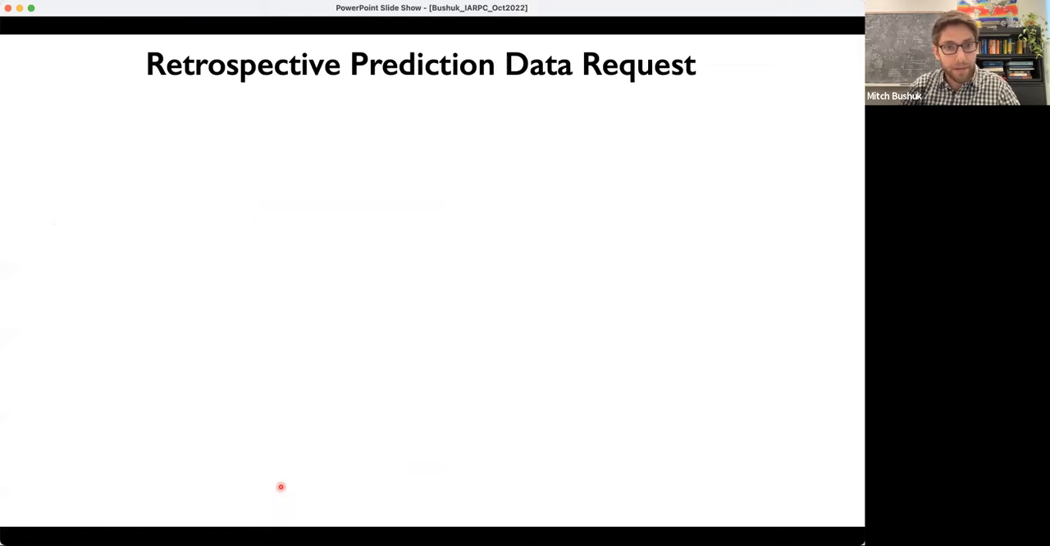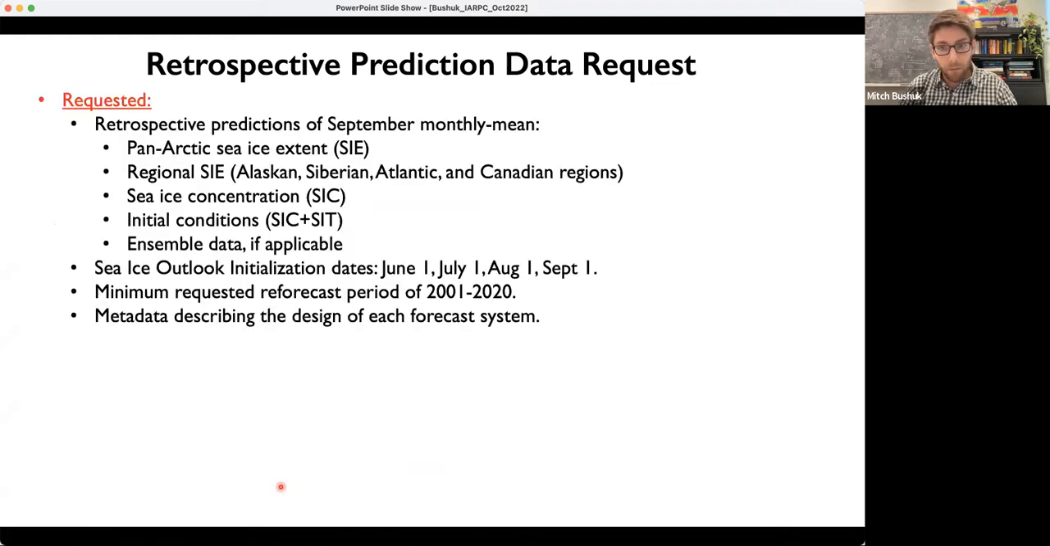So in response to that, later that year, in late 2021, we came up with this data request. And we emailed all the SIO contributors and we requested retrospective seasonal predictions of September monthly mean Pan-Arctic sea ice extent, regional sea ice extent in these 4 regions, and grid point level sea ice concentration predictions. And then where applicable, we asked for the initial conditions of sea ice concentration and thickness from the dynamical models, and also ensemble data if it was applicable.